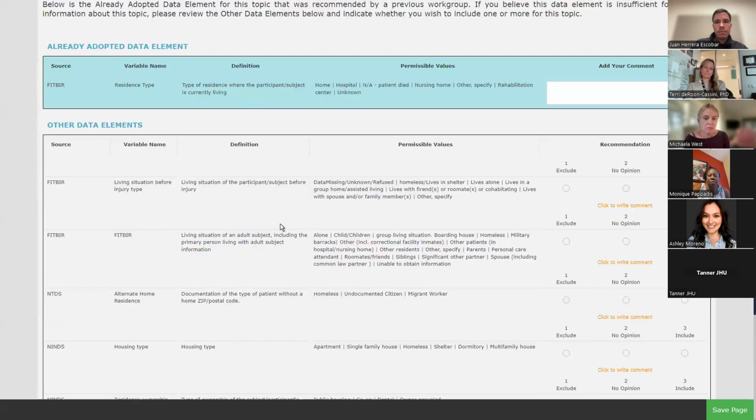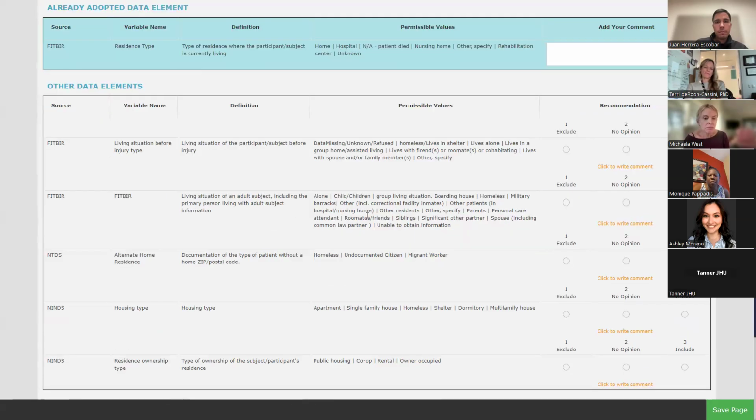And similar to that, if we have two elements down here that are extremely similar to one another, ideally you would pick to include one and exclude the other. You have the ability to recommend including more than one of these, but once again, ideally you would only be selecting more than one if you feel like they are distinct. Sometimes they're even asking different questions, but they're all related to, let's say, housing.